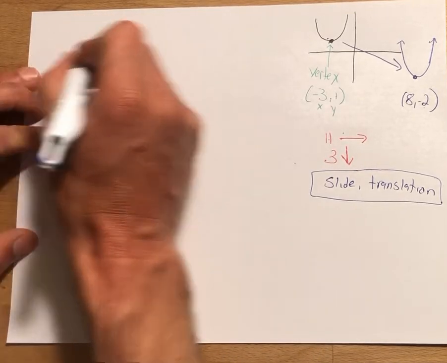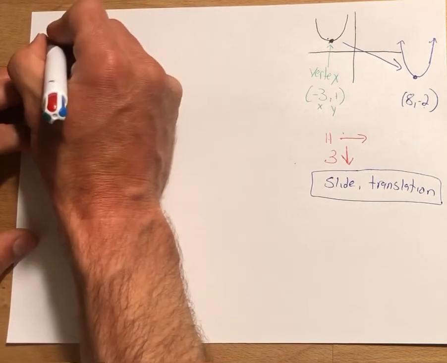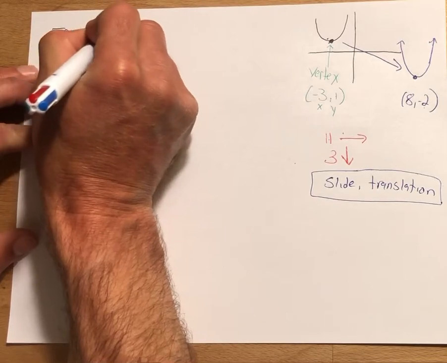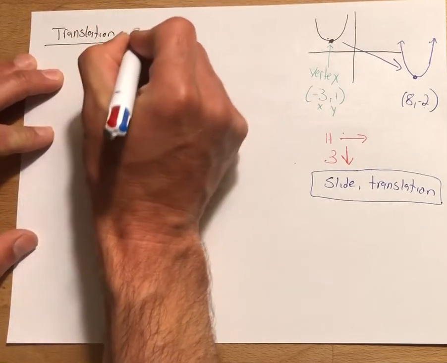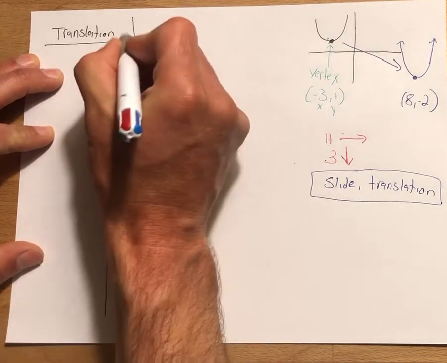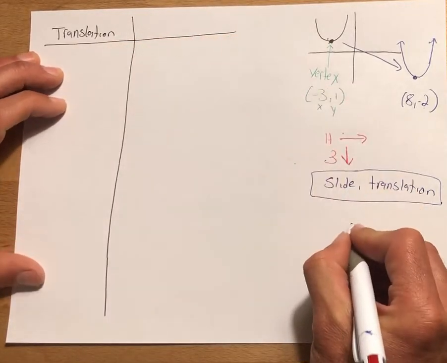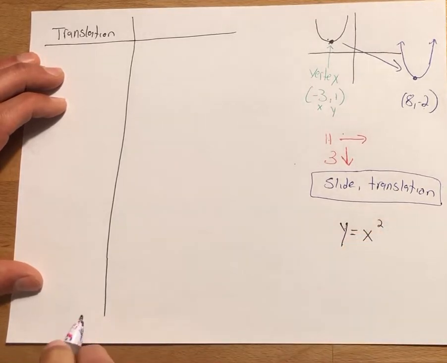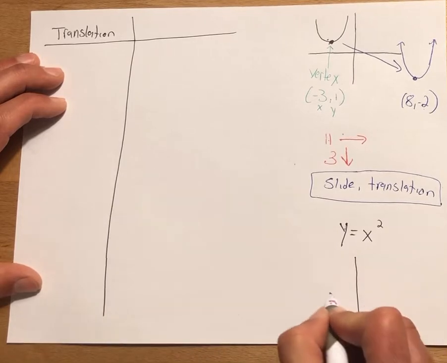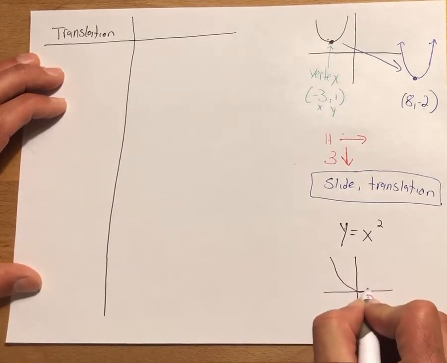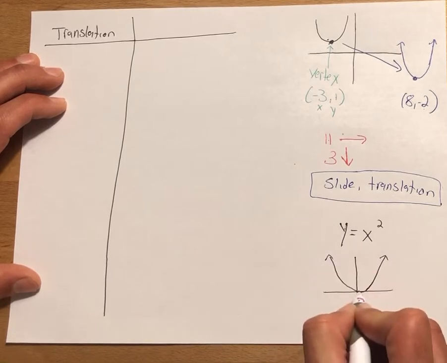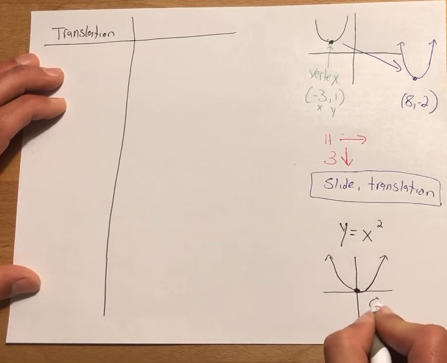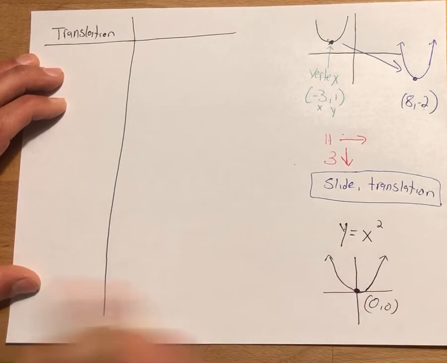Now I'm going to use kind of like a chart. We're going to call this chart the translation chart. Okay, now with this chart, I'm going to take a basic equation of y equals x squared. This graph looks like this. If you were to plug y equals x squared in your calculator, it would look exactly like this, because the vertex is 0, 0. This is the origin.